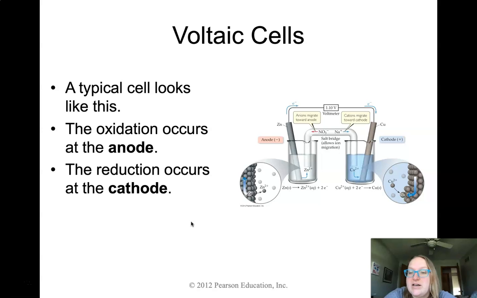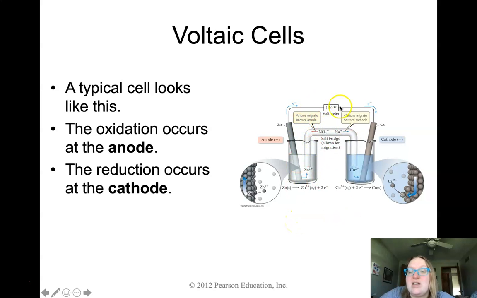Now if we look at our diagram in front of us, we're going to see the oxidation reaction, where electrons are being lost. Remember OIL RIG: our zinc is going to lose electrons to create the zinc 2 plus and 2 electrons. In our reduction reaction, the electrons are gained by the positive species to become neutral, and that's going to be over here. Anions are going to migrate towards the negative side, and cations are going to migrate towards the positive side.